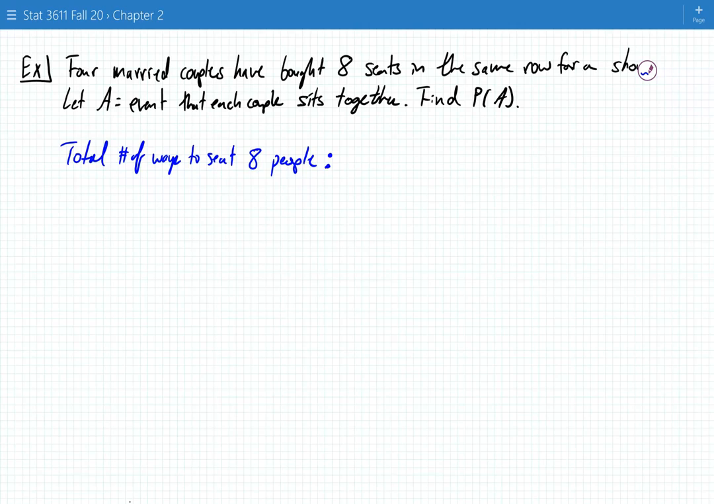Think about this. In the first seat, how many options do you have? If you think about each seat as a step, in the first seat there are 8 people that could sit there. Now, once someone is sitting down in that first seat, there are only 7 people available to sit in the second, right? And then in the next seat, there are only 6, and so on and so forth. This is just 8 factorial, the total number of ways to seat 8 people in a line.